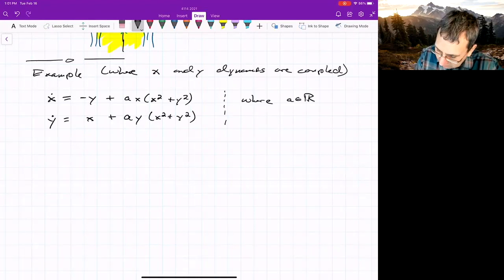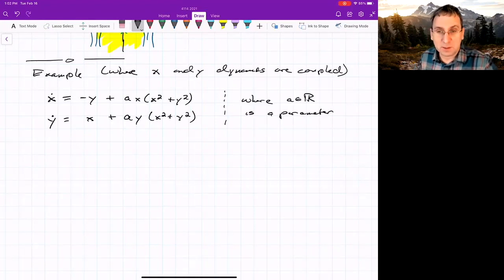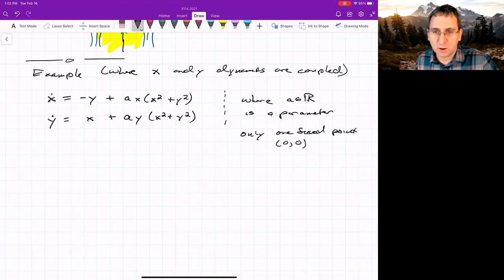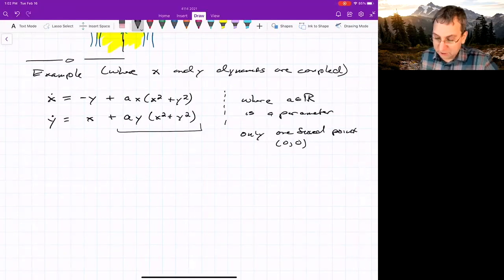It could be anything. It's real. So when we have a parameter, that means, oh, maybe this undergoes some kind of bifurcation. There's only one fixed point, and it's (0, 0). So we don't have to go to u and v coordinates. If we did the linearization, the second term of both x dot and y dot are nonlinear, so they're not going to show up in the linearization at the origin.